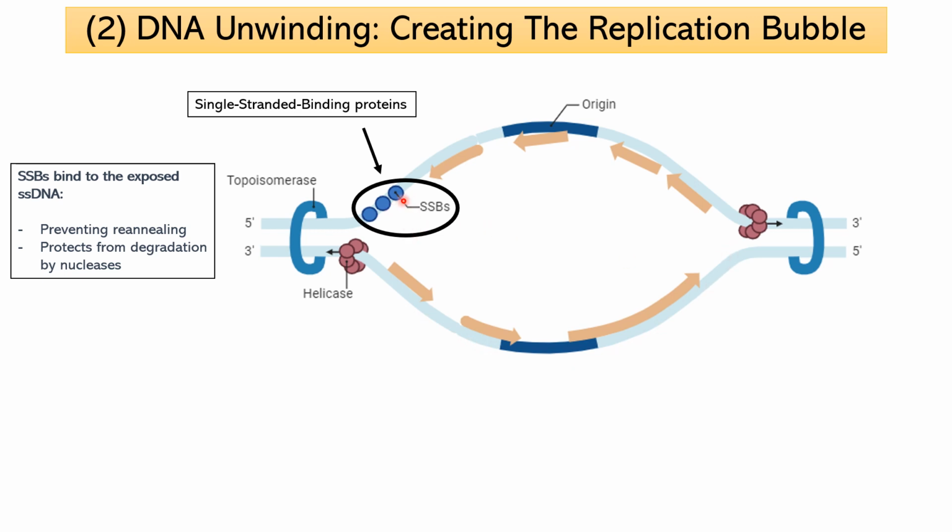If these proteins did not bind to the single-stranded DNA, these two strands would just rejoin together, because that's the tendency of the DNA. The DNA always tends to rebind to form this double-strand structure. So this protein prevents the rebinding of these two strands. It also prevents the degradation of the single-stranded DNA, because sometimes nucleases might bind to these single-stranded DNAs and degrade them. However, these proteins protect the replication bubble and the single-stranded DNAs from getting degraded.